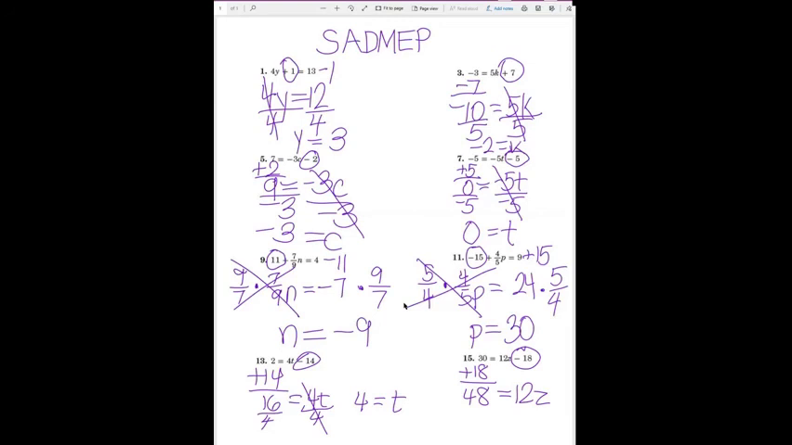The opposite of multiplication is division. So we are going to divide both sides by 12. 48 divided by 12 equals 4. Bring down your variable Z. There's your answer. 4 equals Z.